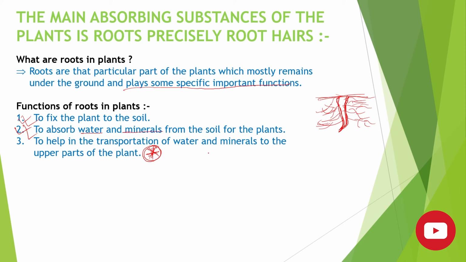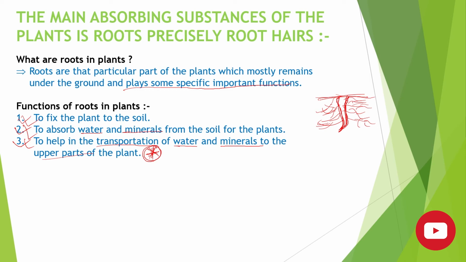So roots are the parts which help the plant in the absorption of water and minerals. Roots also help the plant in transportation of those absorbed substances to the upper parts of the plant. So roots are very specific in their functions, that is, they perform very important functions, and these functions are very, very necessary for the survival of the plant. If the plant is unable to stick to the ground, then it might not stay alive. So these functions are very, very essential for the plant itself.